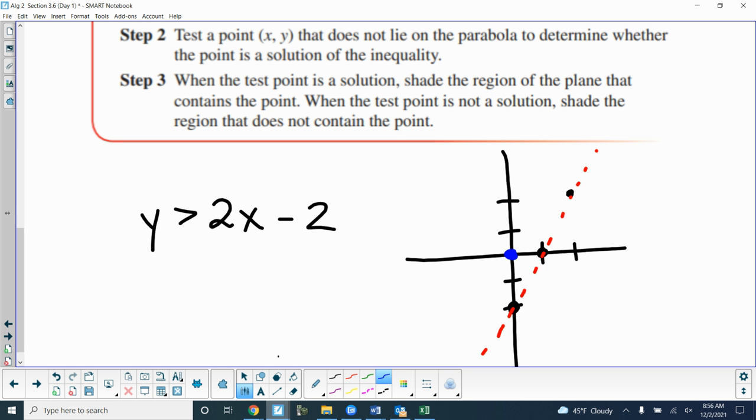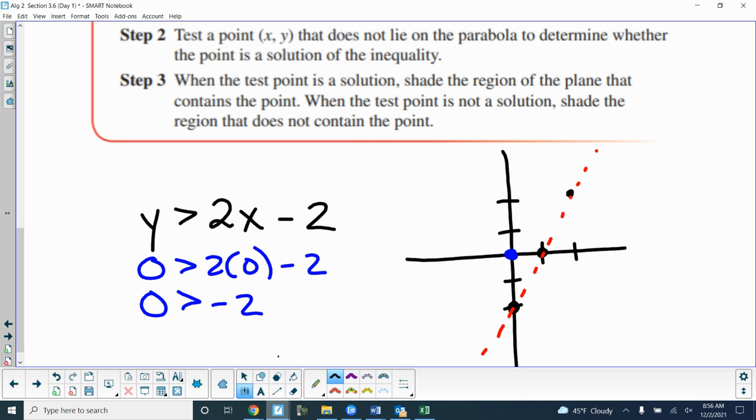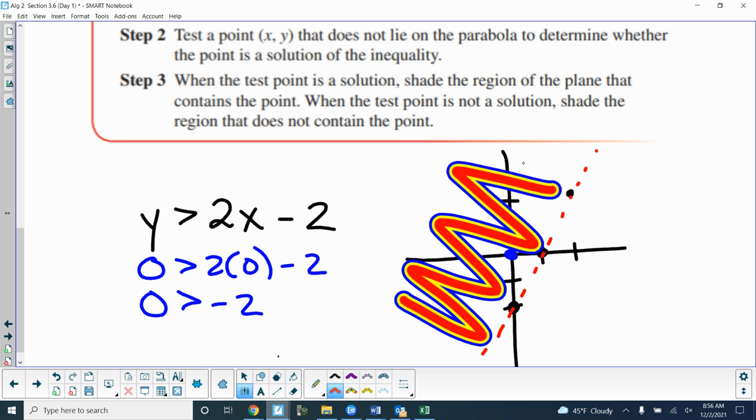If I put 0 in for y and 0 in for x, I get 0 is greater than negative 2. Is that true or false? It's true, right? 0 is bigger than negative 2. If it's true, you shade the side of that graph that the point is on. If the 0, 0 did not work, if it was a false statement, then you shade the side that the point you picked is not in.